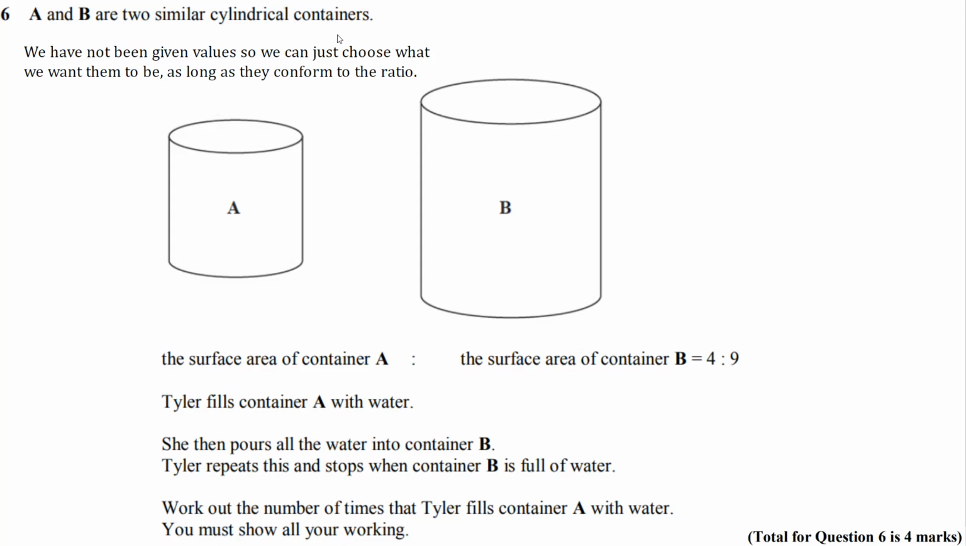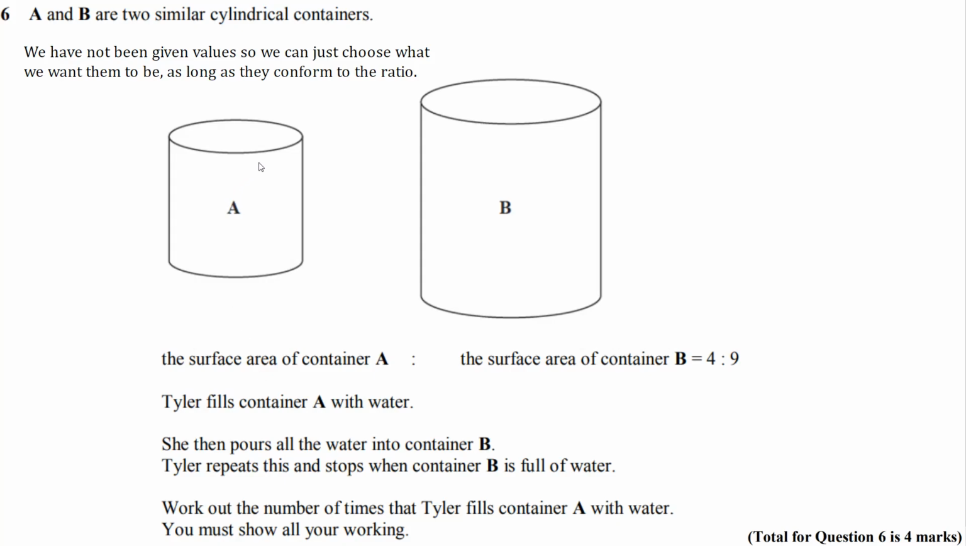A and B are two similar cylindrical containers. I've just put a note up here, so if you read through this question, we've not been given any values. So we can just choose what we want them to be, as long as they conform to the ratio. So what that means is, we have the ratio of the surface area of A to B, and we're told that that is 4:9. Okay, so we don't know what the actual volume of this is. We don't know what the volume of this is. This could be 8 and this could be 18. It doesn't matter, as long as it's in this ratio of 4:9. So this could be 4 and this could be 9. I'll just pick that because that's the easiest thing to work with.